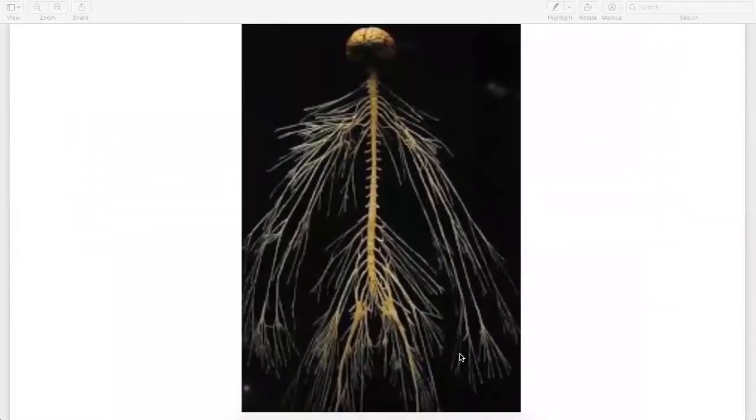And if you zoom out far enough, you get your entire nervous system made up of your brain, your spinal cord, and all of the nerves branching out across your body telling you what to do.